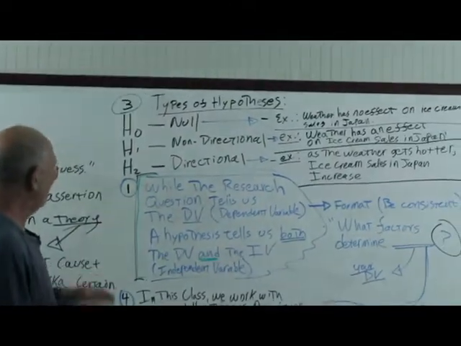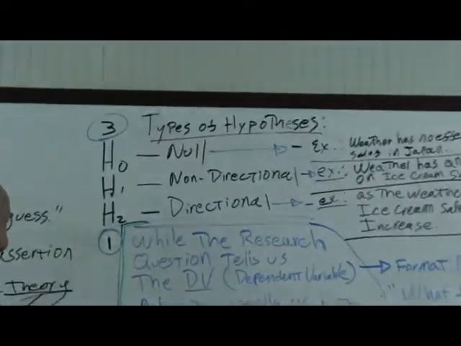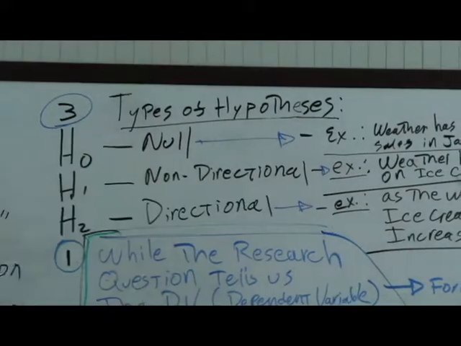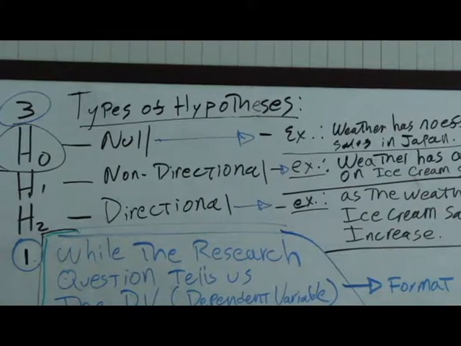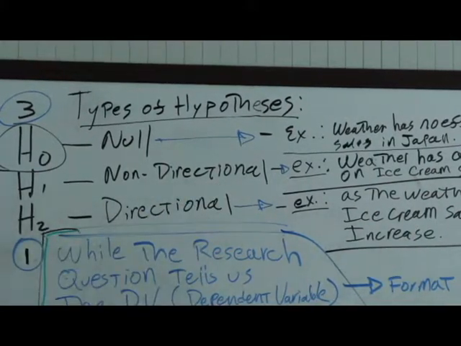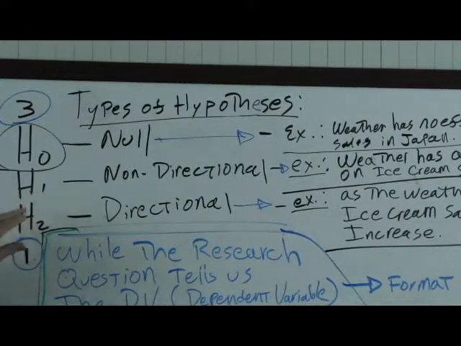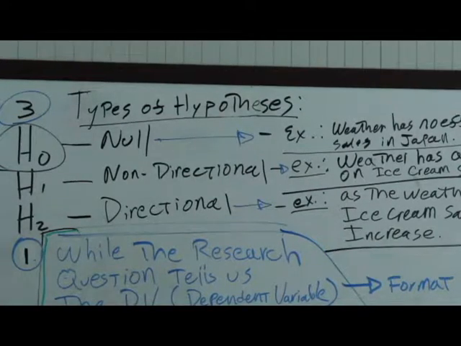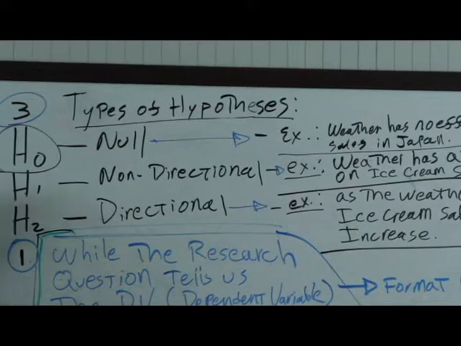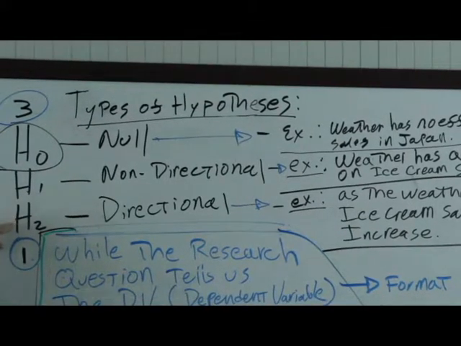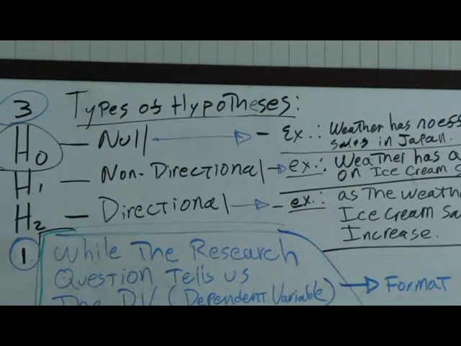So we have 3 different types of hypothesis. We've got the null hypothesis, which is abbreviated H0. We've got a non-directional hypothesis, which I'm calling H1. I could call it H2 if I wanted. It's just that the null is the only one that gets the 0 designation. And then we have a directional hypothesis, which for this example I'm calling H2. Let's have an example of each one really quickly.